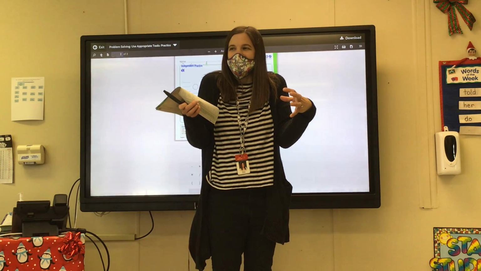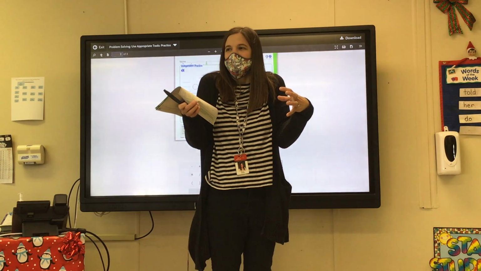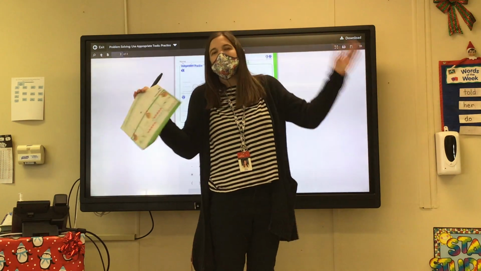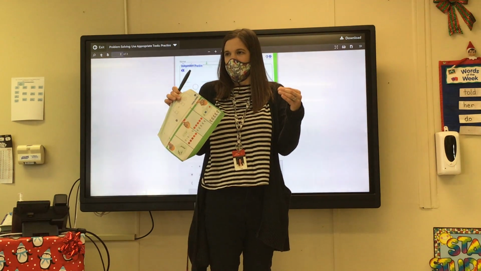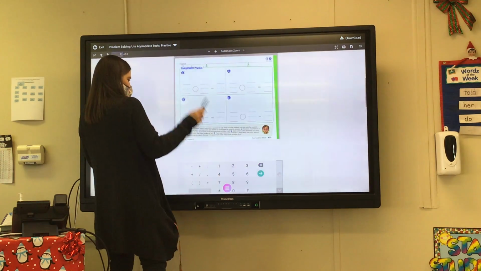So Isla, am I adding or subtracting? If there are 3 raccoons and 3 more come over to join them. What do you think? So if I have 3 raccoons, oops, sorry.